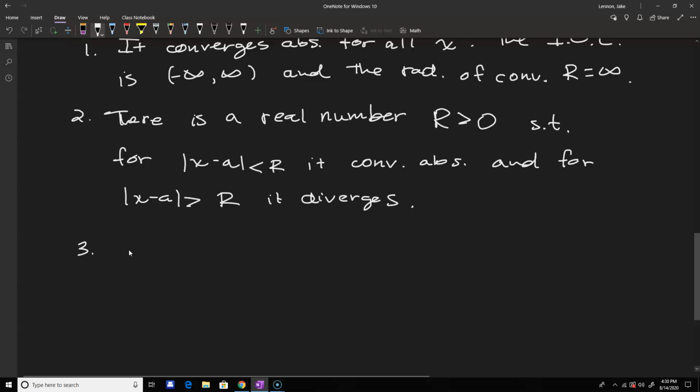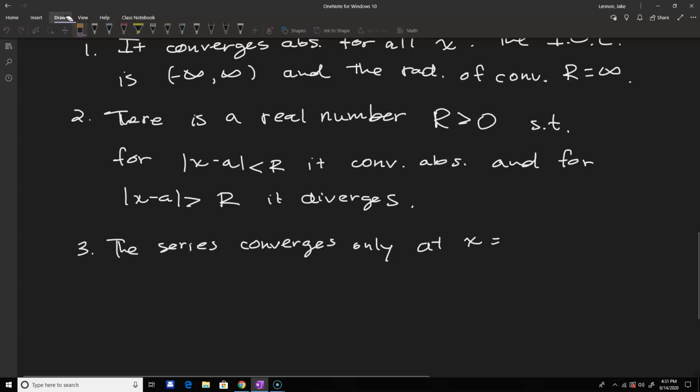Three, you could have it converge only at a. Because if x is equal to a, then you just have your initial coefficient, c sub 0, and everything else turns into 0. So in this case, the radius of convergence capital R is just equal to 0.